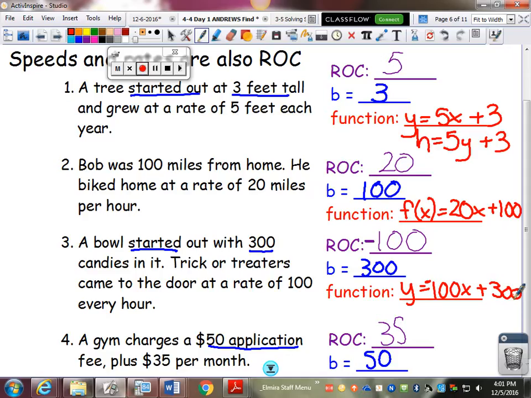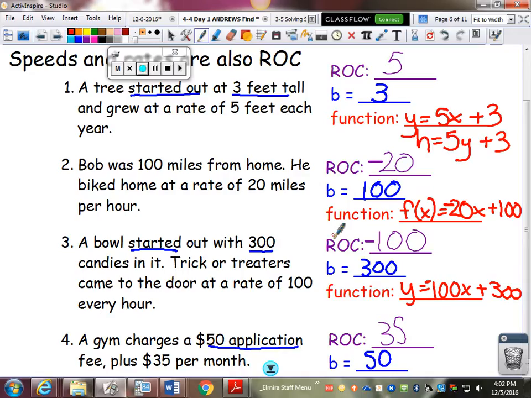Same thing if I could go back and look at the previous problem. Bob was 100 miles from home. He's biking home, which means that his distance from home is getting smaller and smaller. So 20 should actually be negative because we're actually biking home. So the distance is getting smaller and smaller.